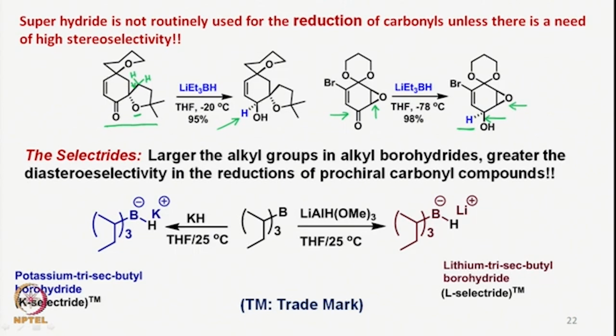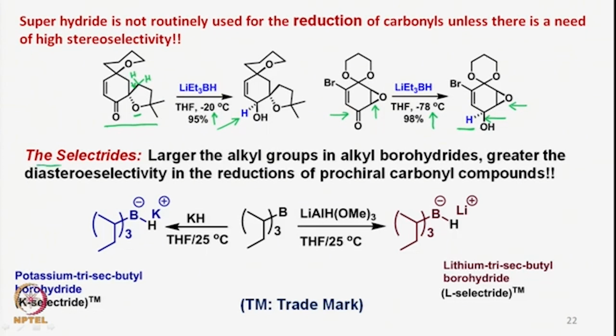And as you can see, the reducing nature of such superhydrides is so much that the reaction has to be done at minus 78 degrees or at minus 20 degrees. That means that we need to control the reaction in a proper fashion, so that the reaction can be done at lower temperature. There are also reducing agents which are stronger than these and more bulky compared to the superhydrides.